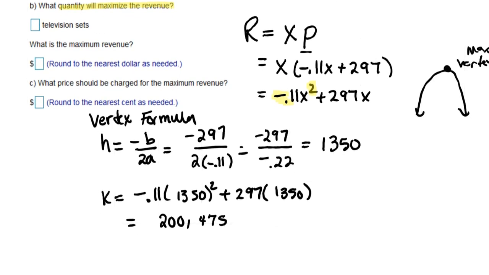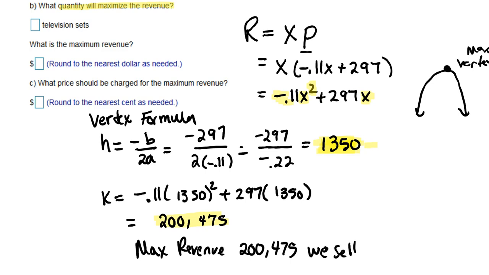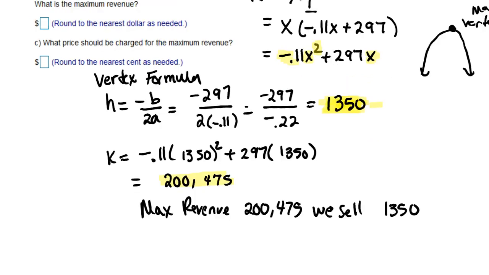So let's make sure we know what those values mean. For our equation, this x represents the number of units. So this 1350 will be the number of units, and this 200,475 will be our revenue. So we get a max revenue of 200,475 when we sell 1,350 televisions.